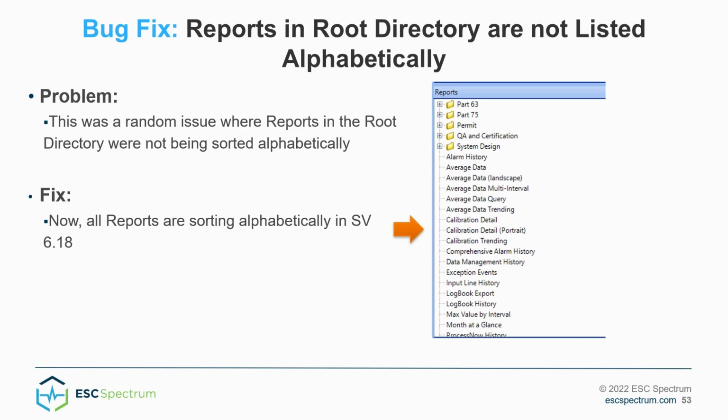Reports in the root directory are not listed alphabetically. This was a random issue where the StackVision reports in the root directory were not being sorted alphabetically, and this has been fixed in 6.18.